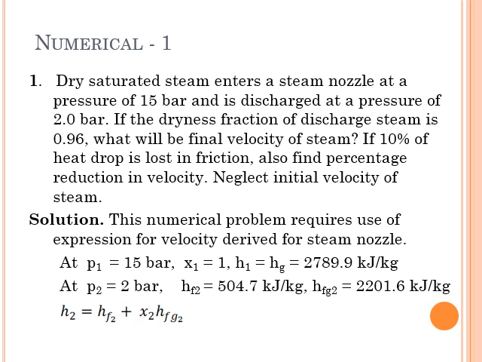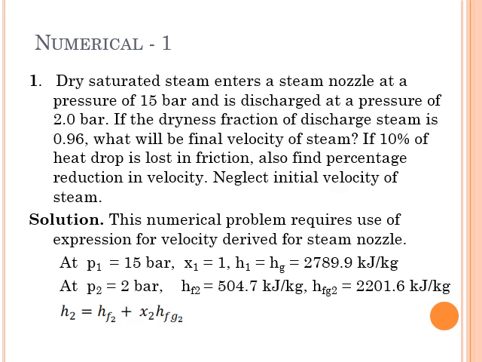Numerical 1. Dry saturated steam enters a steam nozzle at a pressure of 15 bar and is discharged at a pressure of 2 bar. If the dryness fraction of discharged steam is 0.96, what will be final velocity of steam? If 10% of heat drop is lost in friction, also find percentage reduction in velocity. Neglect initial velocity of steam.